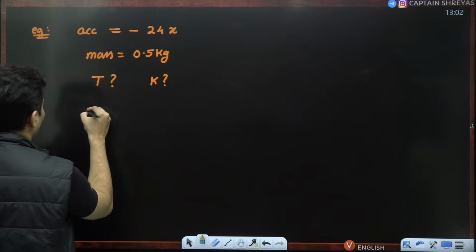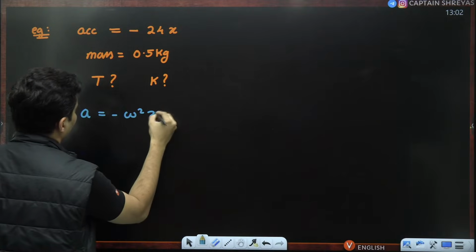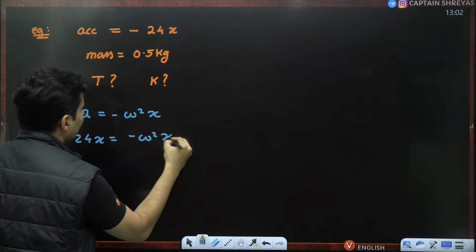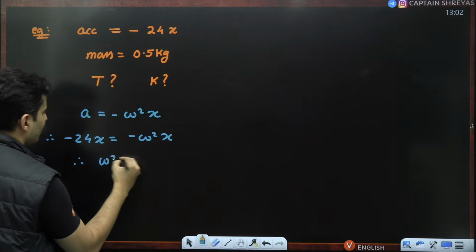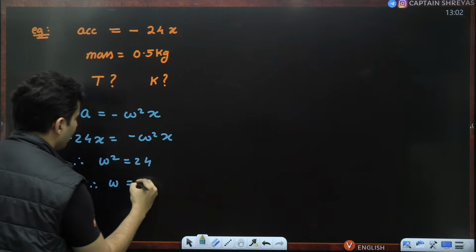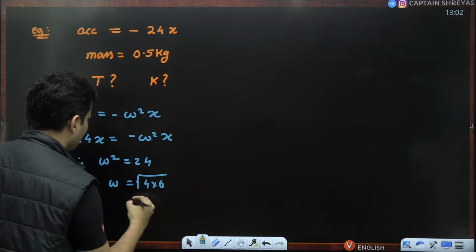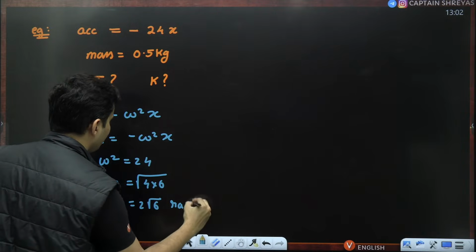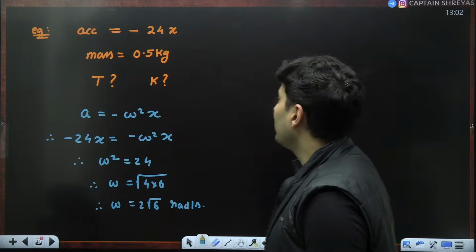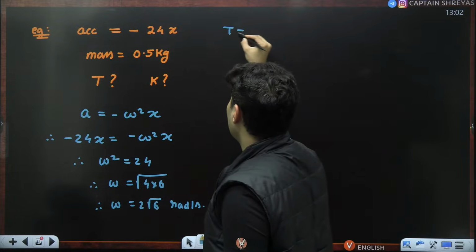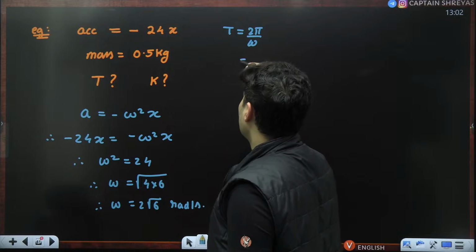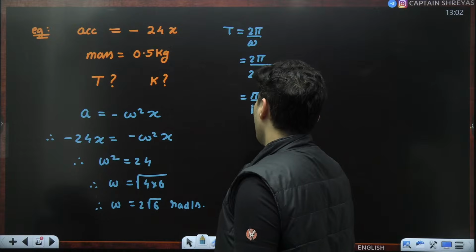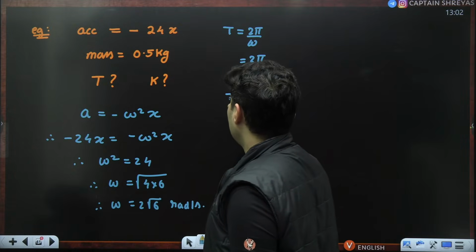Correct. So comparing this, acceleration is minus omega square x and acceleration is minus 24x. You can clearly see minus minus x cancels, so omega square is basically 24. So omega is root of 24. 24 is 4 into 6. So it is basically 2 root 6. Omega is basically 2 root 6 radian per second. Okay, so we got omega. From this we can definitely get the time period, which is 2 pi by omega. So it will be 2 pi by 2 root 6. So hence answer will be pi by root 6 of a second. So that's your time period.